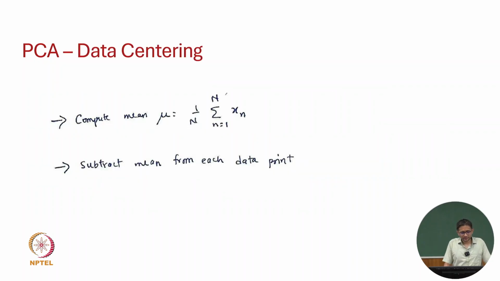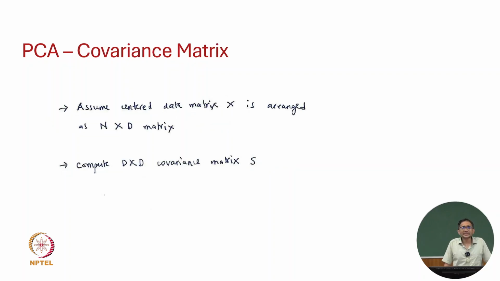So how does it work? Given these data points x1, x2, up to xN, capital N, we start by computing the mean, and then we subtract the mean from each data point. We call this data centering. After the data centering has been done, let us assume that we have this centered data matrix, capital X, arranged as an N cross d matrix. From this, we compute a d cross d covariance matrix. Let's call this S.